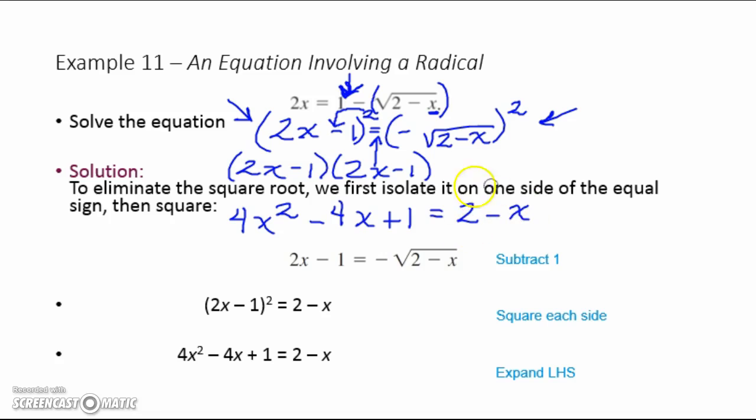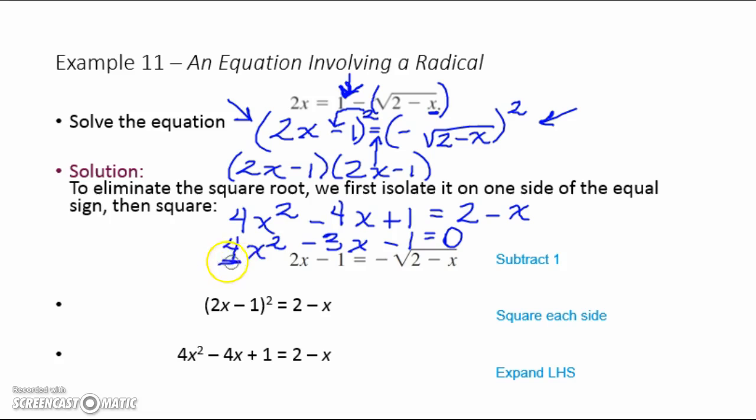Now the radical's gone. I don't have to deal with the radical anymore. So I'm going to gather like terms. I have a quadratic function. I'm going to use a good technique, whether it be the quadratic formula, completing the square, factoring, whatever, to try to get this solved. So let's see if I have enough room here. I have 4x squared. I'm going to add x to both sides, so that's going to leave 3x here. And I'm going to subtract 2 from both sides, so that's going to be a minus 1.